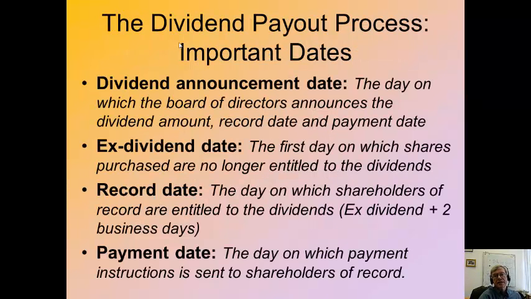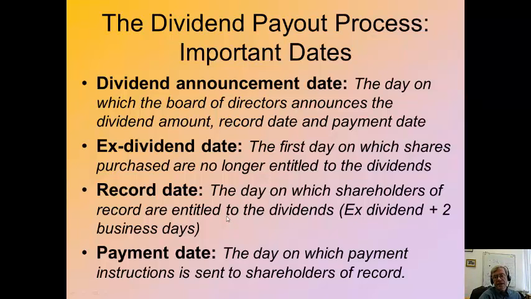To be more precise, there are 4 important dates in the dividend process. The dividend announcement date is the date when the board of directors announces that there's going to be a dividend payment of a given amount as of a given record date that will be paid out on a given payment date. The ex-dividend date is the first day on which the shares purchased in the secondary market no longer are entitled to the dividends. The record date is the date on which the shareholders of record are entitled to the dividends.